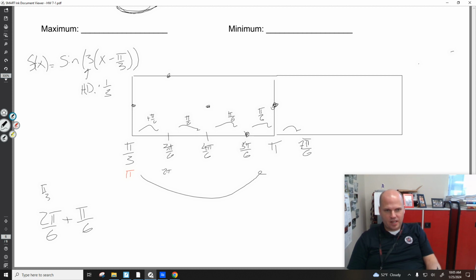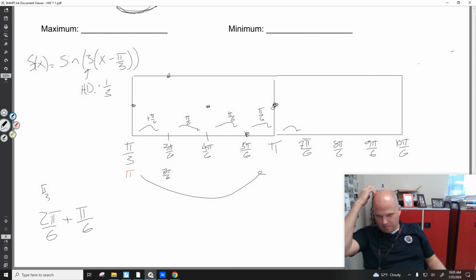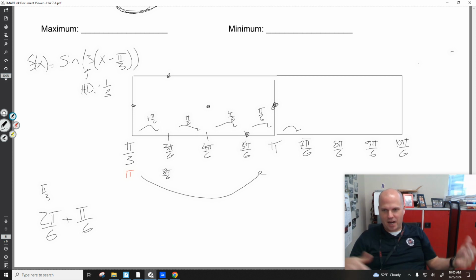That's the same as here. 8 pi over 6, 9 pi over 6, 10 pi over 6. Simplify them later, but if you're adding pi over 6s over and over and over again, let's just keep it unsimplified. We repeat. So 8 pi over 6 will be producing the same value as 4 pi over 6. 9 pi over 6 is the same as 5 pi over 6.